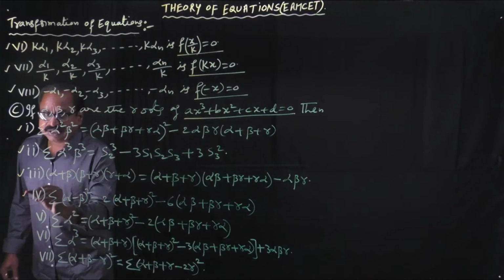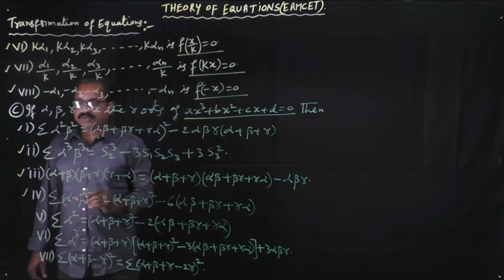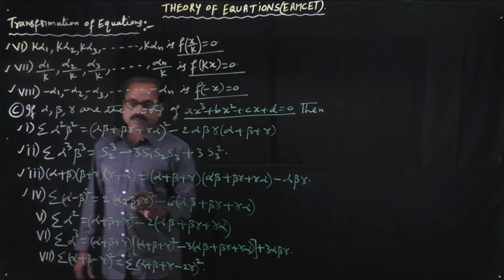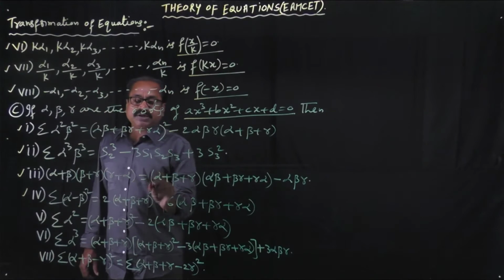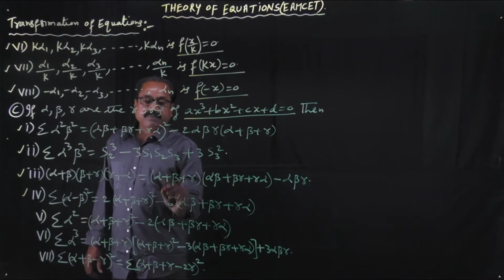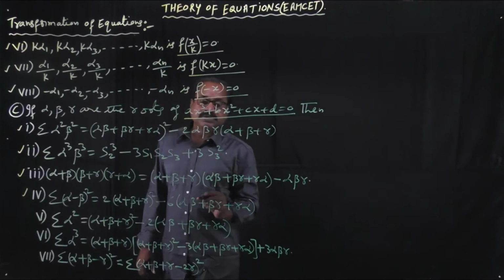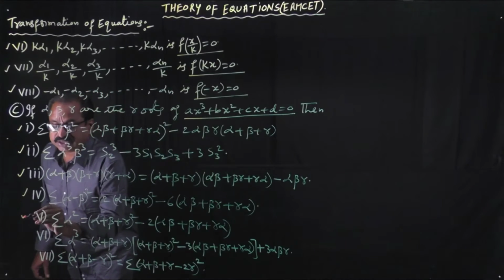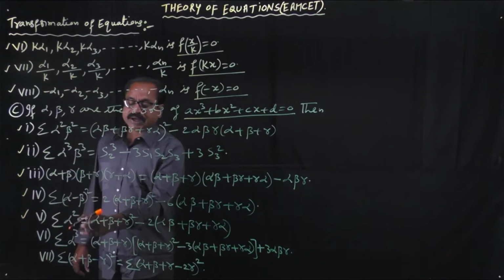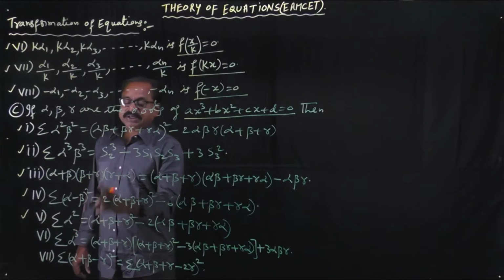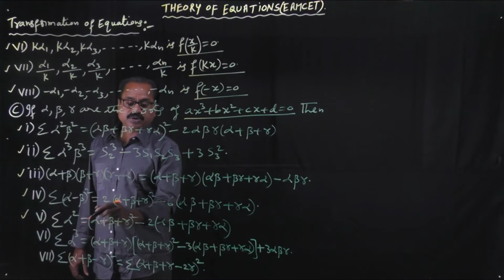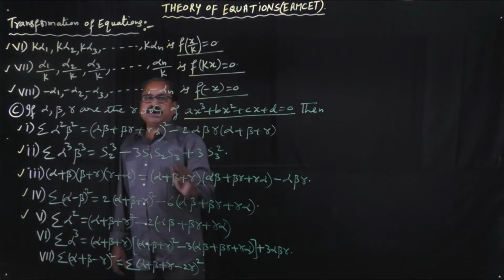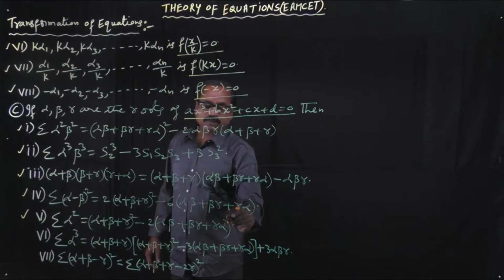Now fourth one is sigma alpha minus beta whole square is equal to 2 into alpha plus beta plus gamma whole square minus 6 into alpha beta plus beta gamma plus gamma alpha. Fifth one is sigma alpha square can be written as alpha square plus beta square plus gamma square, that is equal to alpha plus beta plus gamma whole square minus 2 into alpha beta plus beta gamma plus gamma alpha.